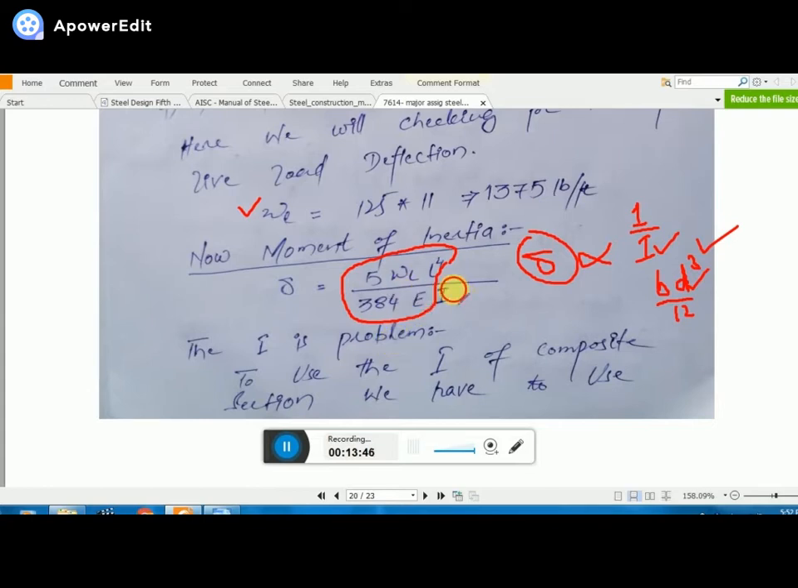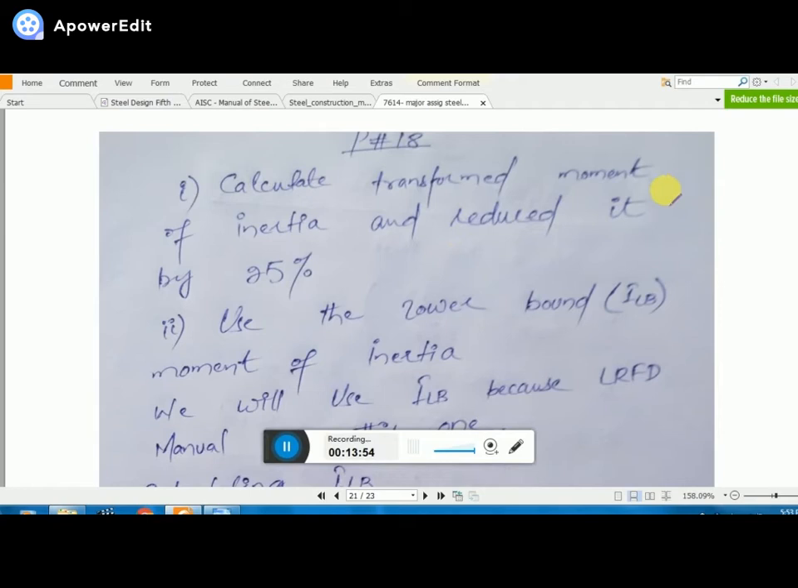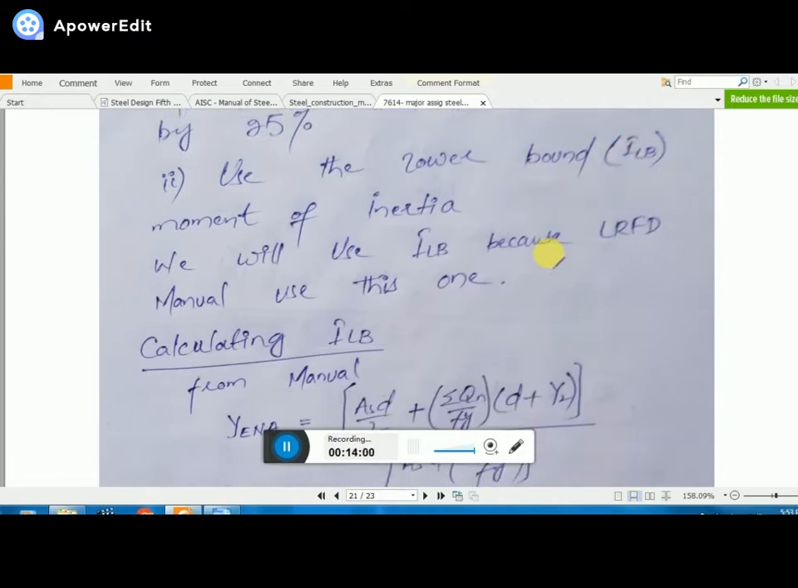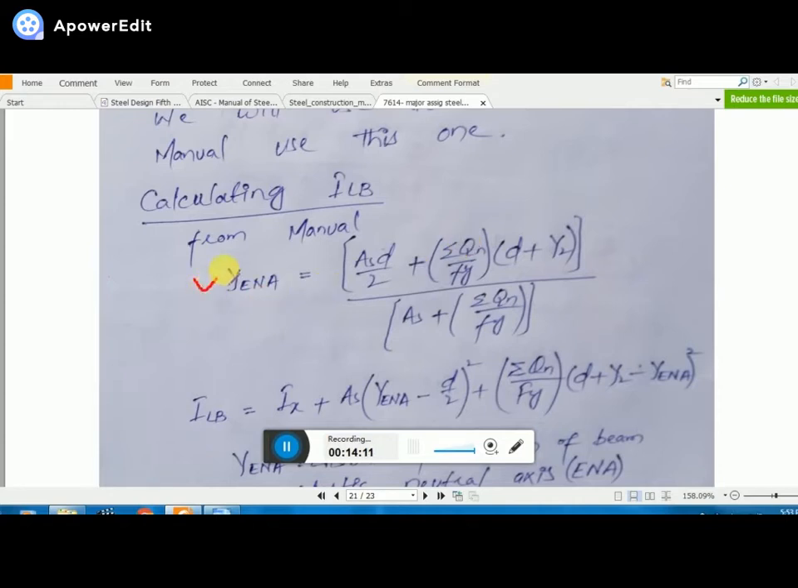Here you see I, and now the target is to find out this I. So calculate transform moment of inertia and reduce it by 25%. I explained this one. Use the lower bound moment of inertia. Now calculating ILB. To calculate the ILB, you have two approaches. Okay, either you can use this equation.